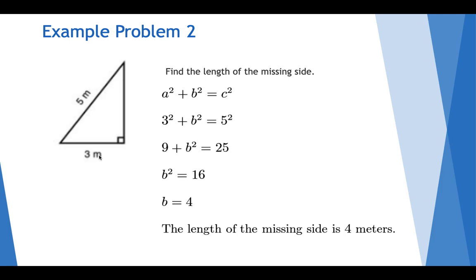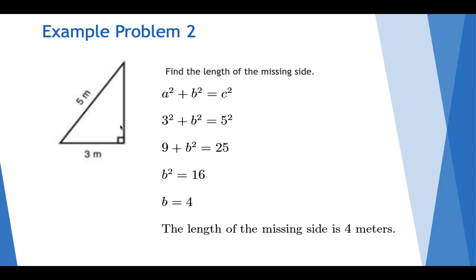So 3 squared plus b squared, this missing side is b, equals 5 squared. 9 plus b squared equals 25. Subtracting 9 from both sides, we get that b squared equals 16 and b equals 4. So the length of the missing side is 4 meters.